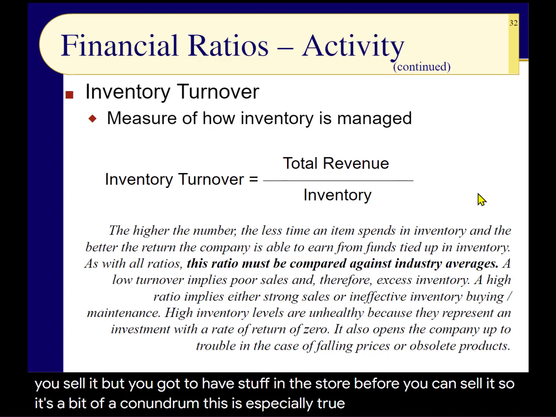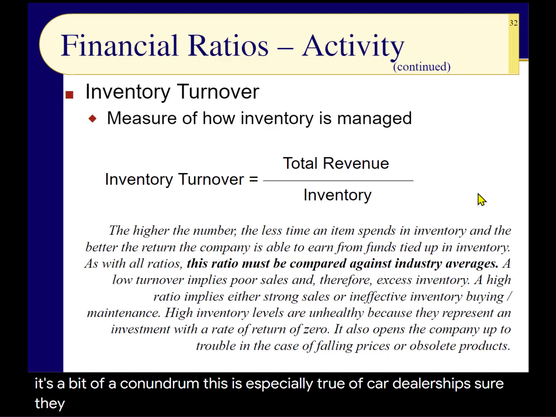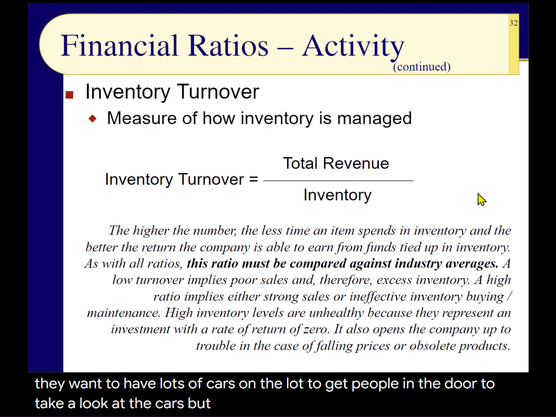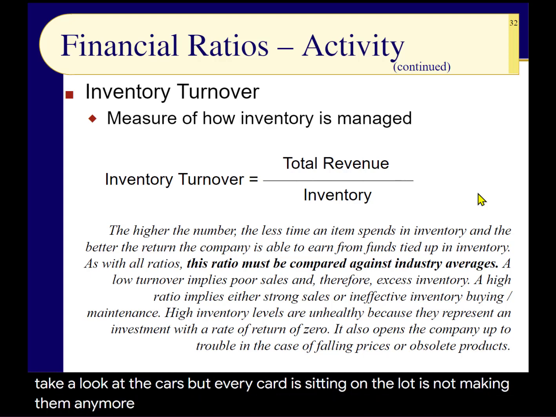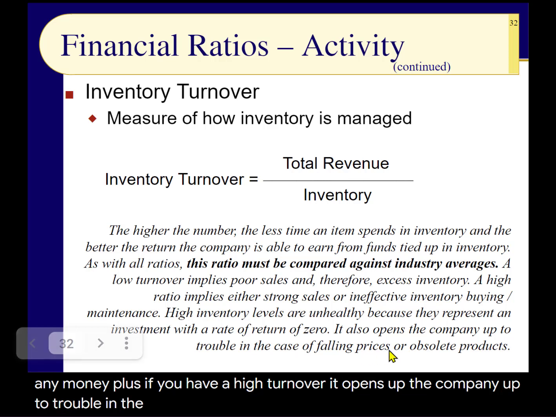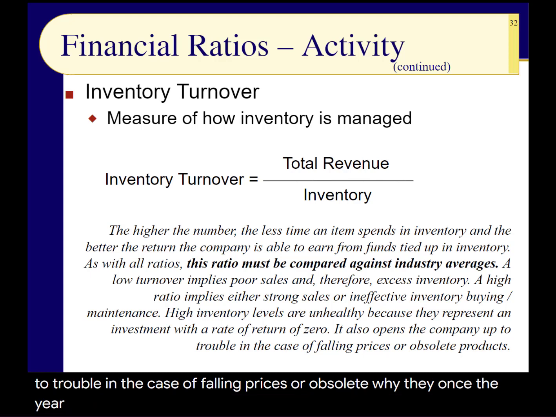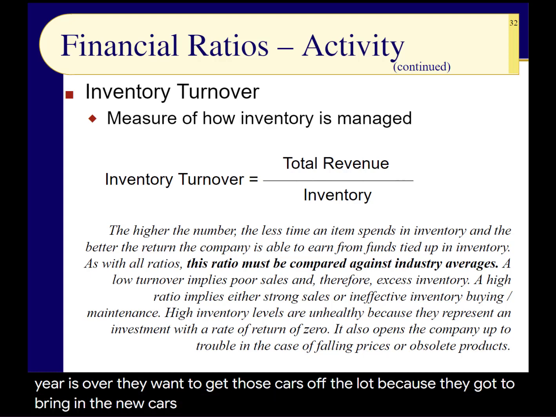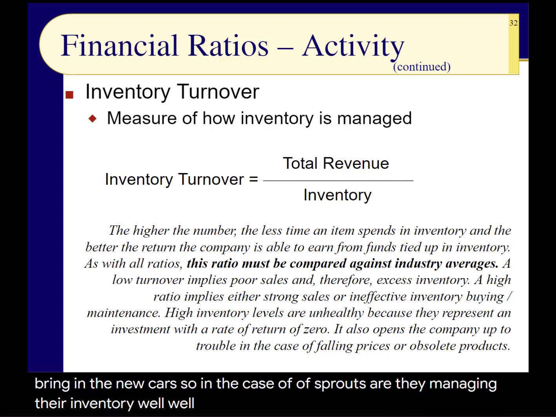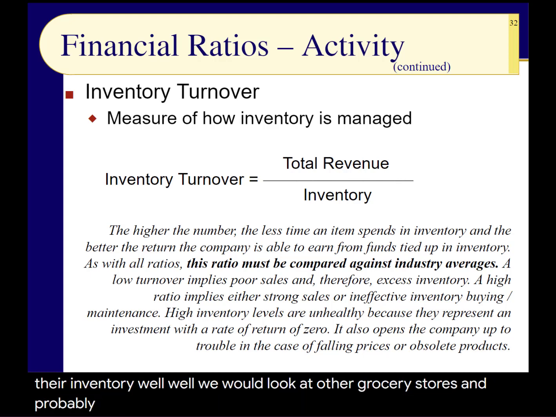This is especially true of car dealerships. Sure, they want to have lots of cars on the lot to get people in the door to take a look at the cars, but every car that's sitting on the lot is not making them any money. Plus, if you have high inventory, it opens the company up to trouble in the case of falling prices or obsolete products. Right, that's why once the year is over, they want to get those cars off the lot because they have to bring in the new cars. So, in the case of Sprouts, are they managing their inventory well? Well, we would look at other grocery stores and probably find that Sprouts is in line with other grocery stores.